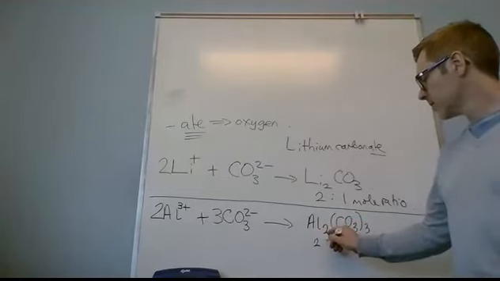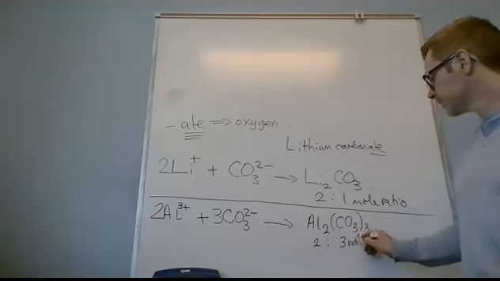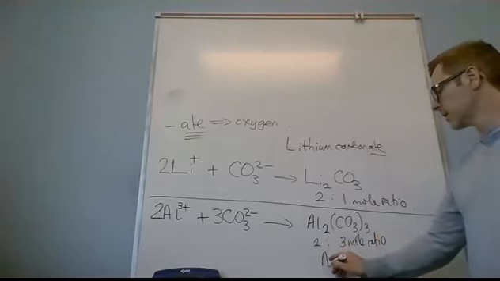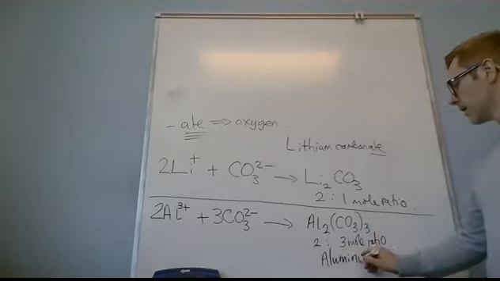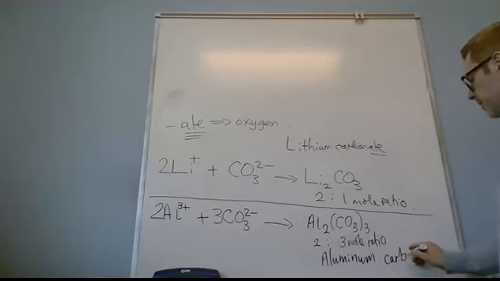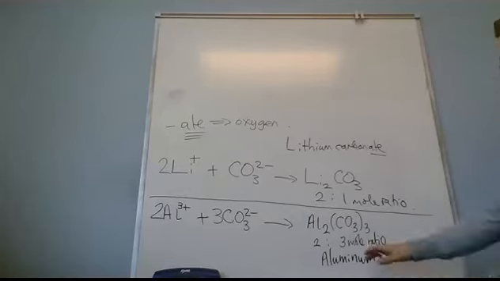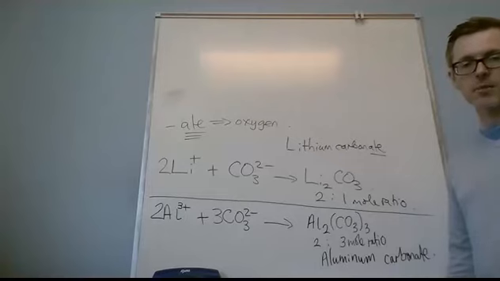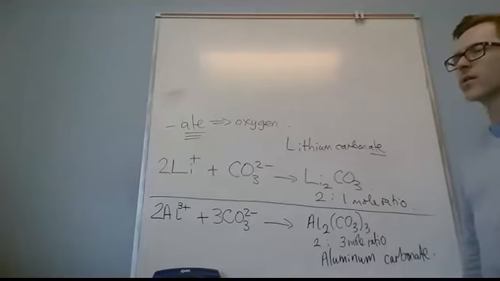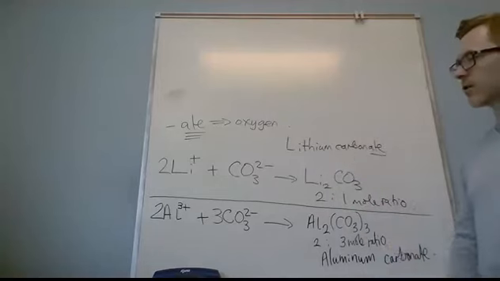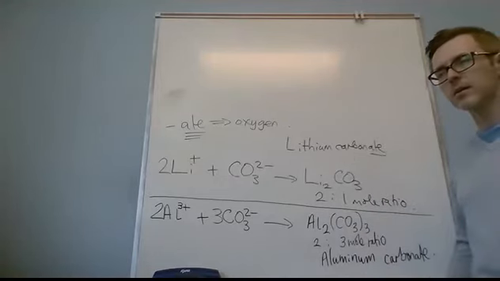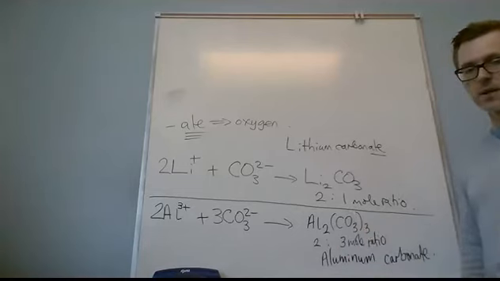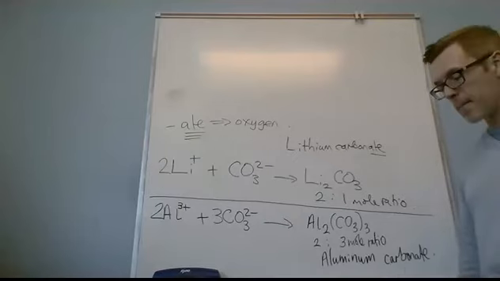This is clearly a 2 to 3 mole ratio. And the name of this chemical is aluminum carbonate. Notice there are absolutely no prefixes. It's not dialuminum tricarbonate, for example. That's completely incorrect. Why are there no prefixes? Because everything we've used so far has a charge that won't change. It's predictable. And if it's predictable, you can figure out how many there are. You can figure out the mole ratio. So there's no need to have a prefix.